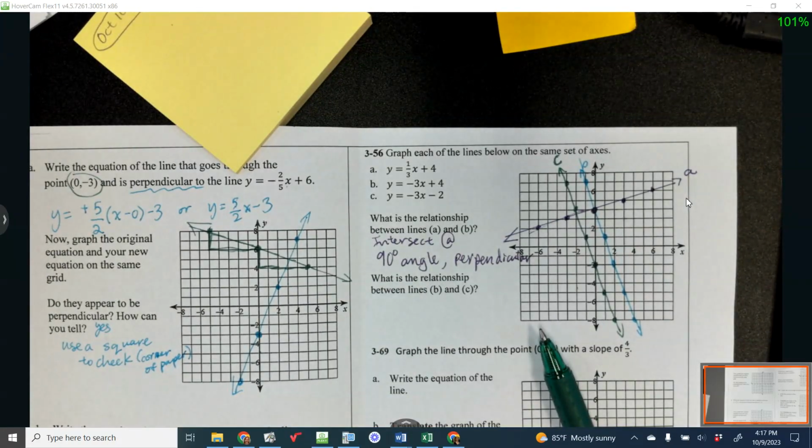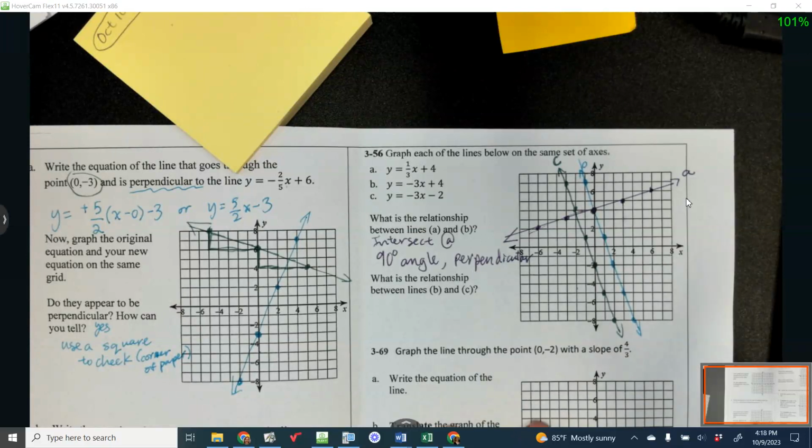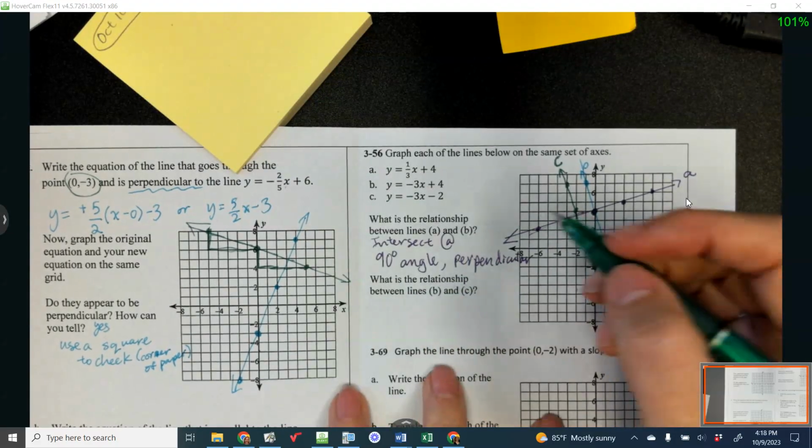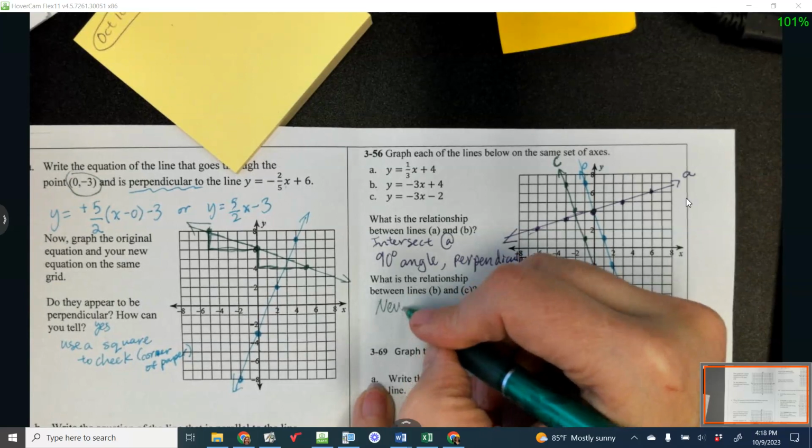Okay. What is the relationship between C and B? These two never intersect.